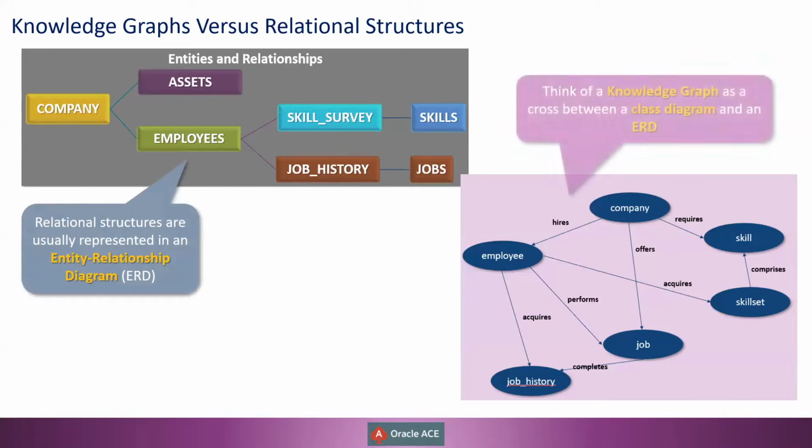Not so much for knowledge graphs. If you think about RDBMS environments, we typically show an ERD, an entity relationship diagram. Companies have assets and employees. Employees have skills, and the intersection of skills and when they achieve them is in the skills survey table.